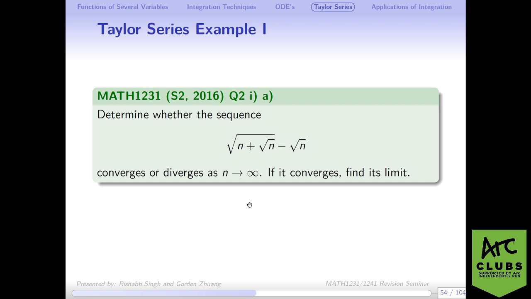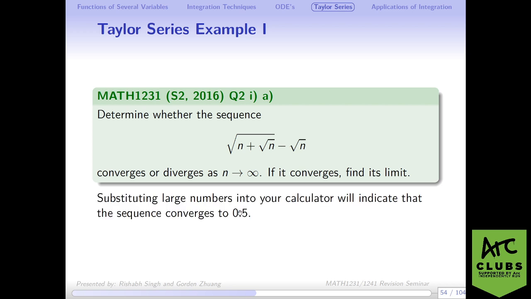So here I have an example. Determine whether the sequence defined by this rule converges or diverges as n goes to infinity, and if it converges, find its limit. One thing you can do is always check on your calculator. Just sub in some large numbers. And remember, just because it's bounded doesn't mean it converges, so make sure you sub in multiple numbers to check that it converges towards a single number. If you do that, you'll find that it approaches 0.5.